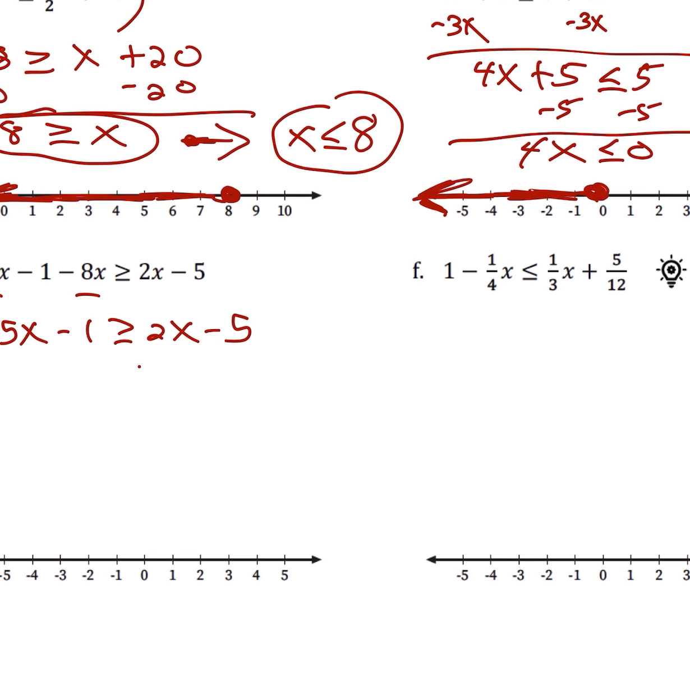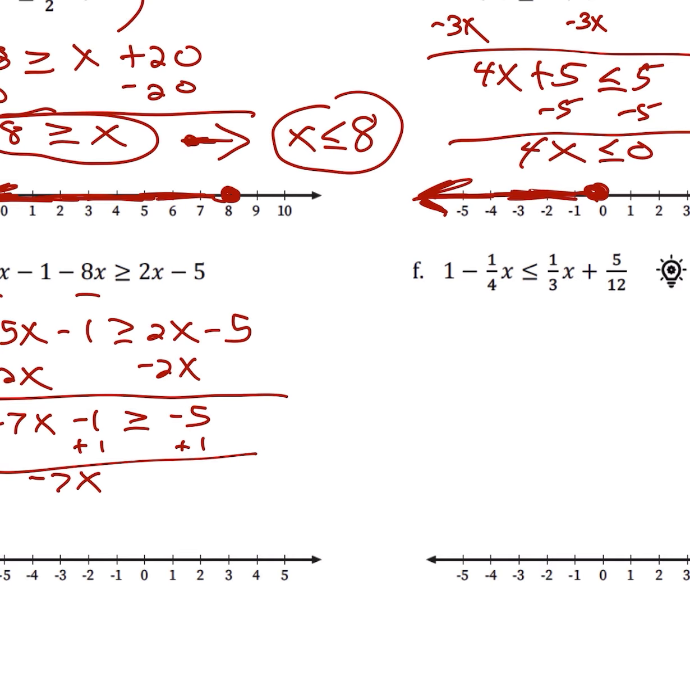Okay, I'm going to start by subtracting 2x from both sides. When I do that, I get negative 7x minus 1 is greater than or equal to negative 5. Adding 1 to both sides, negative 7x is greater than or equal to negative 4. Divide both sides by negative 7. So here's where I flip that sign because I divide by a negative. So x is less than or equal to a positive 4/7, because a negative over a negative is a positive, and we can't really do anything else with that 4/7.